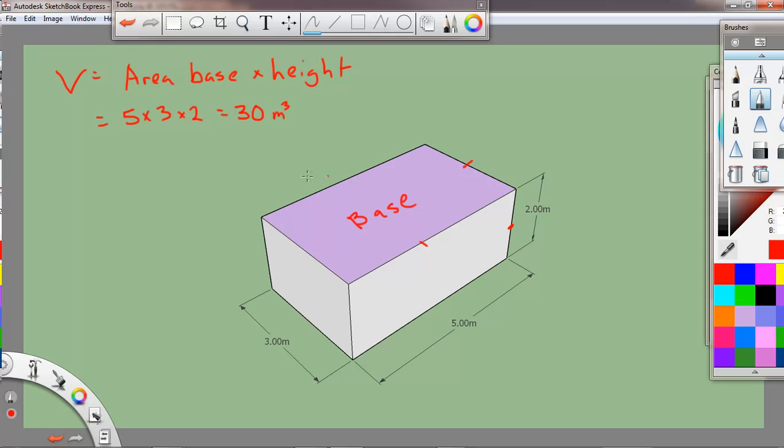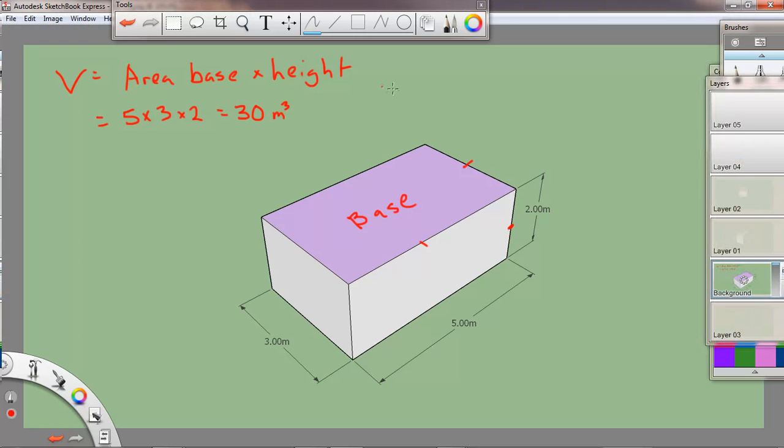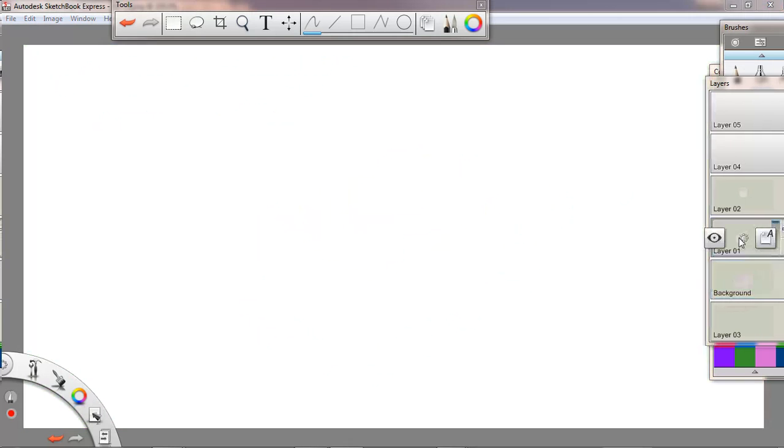All right, and that's how we calculate the volume of this here rectangular prism. There is a formula for this, but we're just going to go ahead and remember this formula, that it's area of the base. That's this area here. And then we're multiplying that times the height. Okay, let's try another shape.